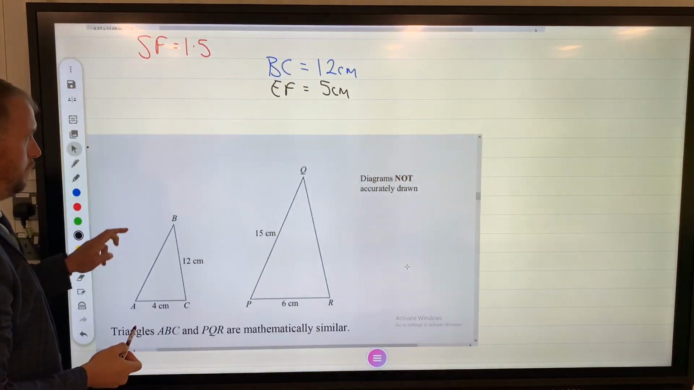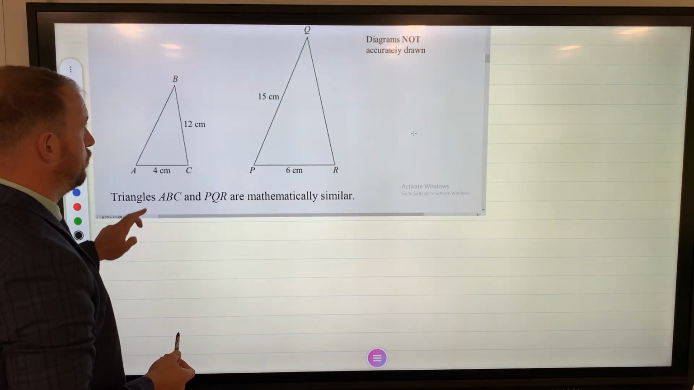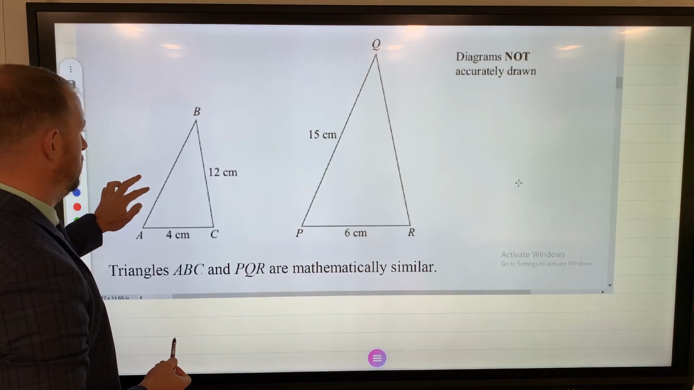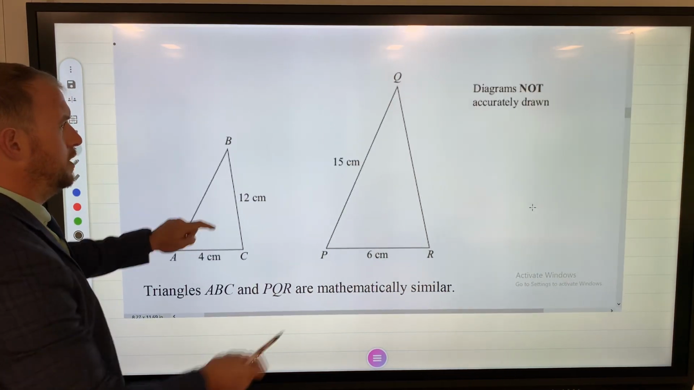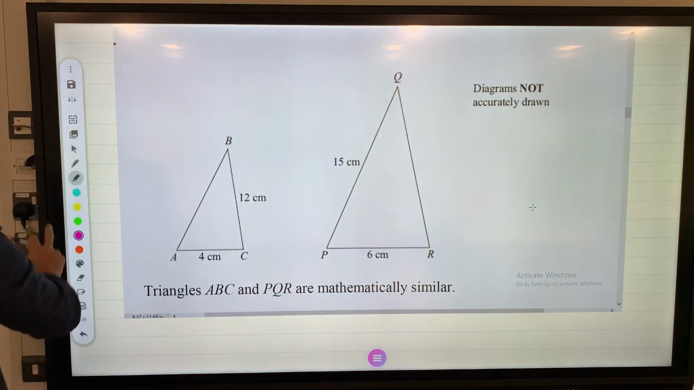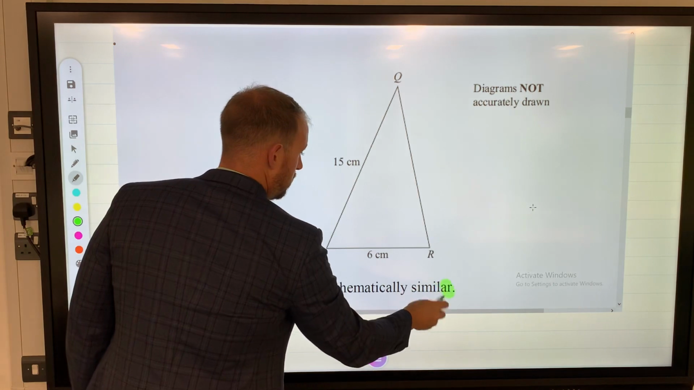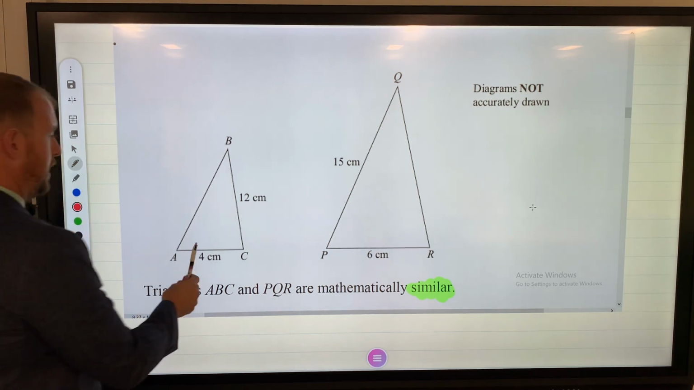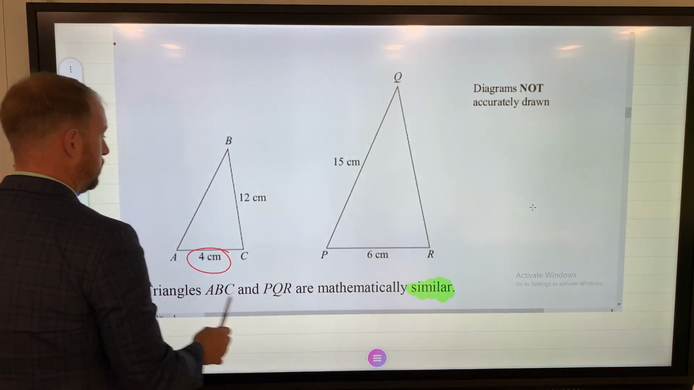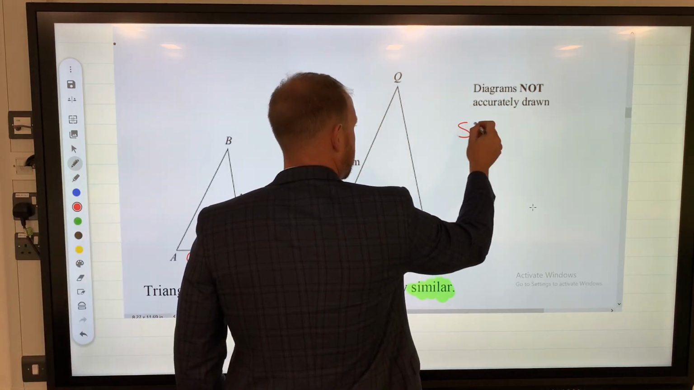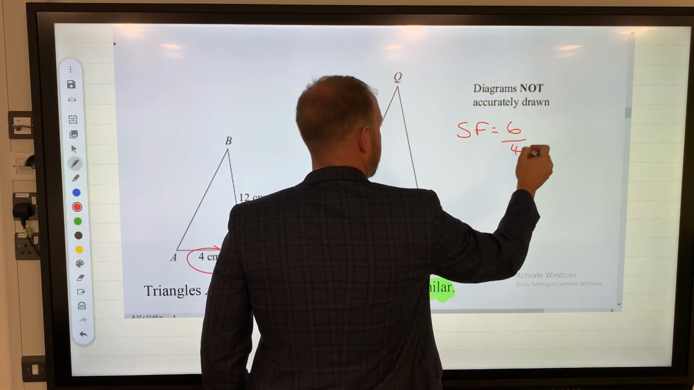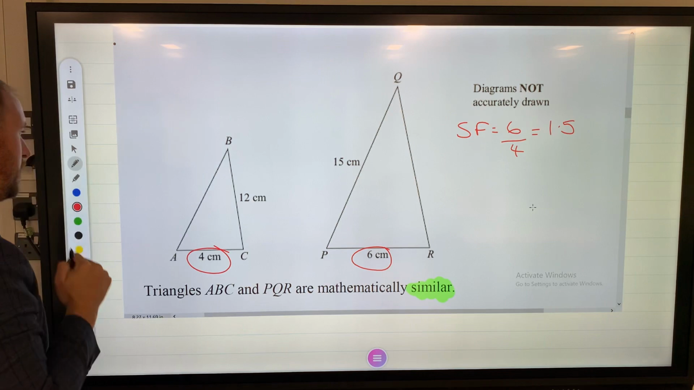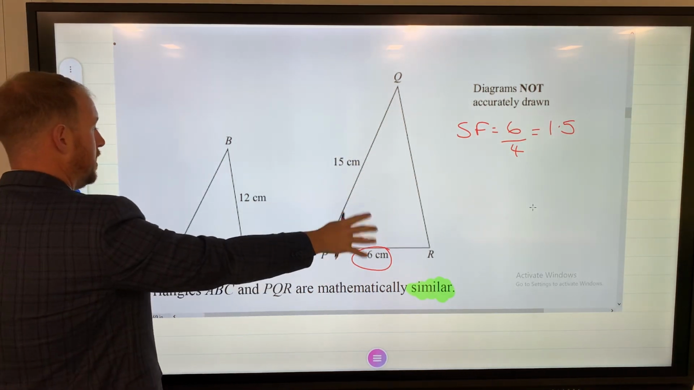Let's try one with some triangles. Okay, right, let's make that a bit easier to read. Okay, so diagrams are not accurately drawn, however, they are similar. So similar, you need to find a scale factor. So I'm going to pick the side that has a measurement on both of them. You can see it's the bottom one here. So scale factor, 6 divided by 4, again, is 1.5. So this shape is 1.5 times bigger than this one.